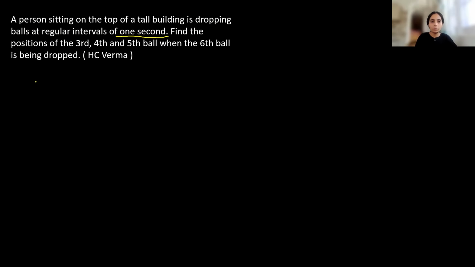Find the position of third, fourth and fifth ball when the sixth ball is being dropped. सबसे पहले तो ड्रॉपिंग द बॉल कहने का मतलब द पर्सन इज नॉट गिविंग इट एनी इनिशियल वेलोसिटी व्हाइल लेटिंग इट गो फ्रॉम दैट हाइट. ओके. सो इनिशियल स्पीड आपको 0 लेना है.